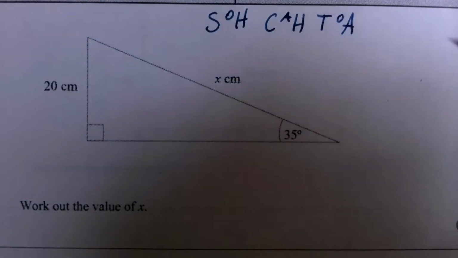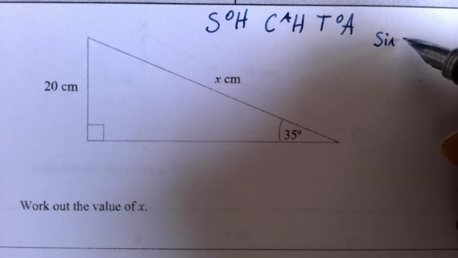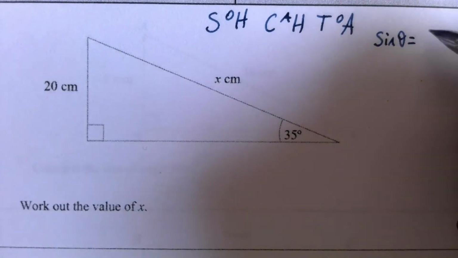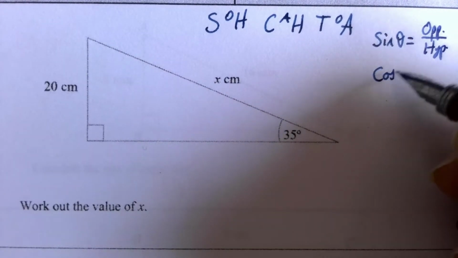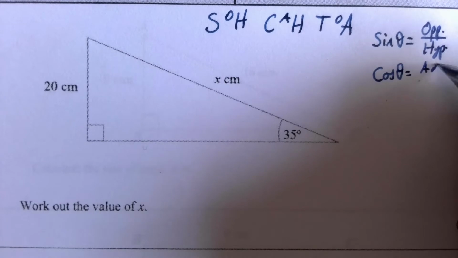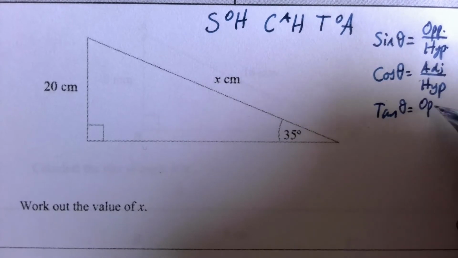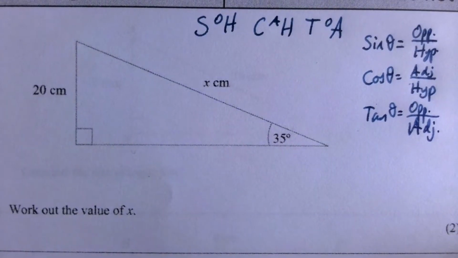Now, SoH CaH ToA, whenever you realise that you're going to need trigonometry, start by writing out SoH CaH ToA, and then you need to know that SoH means sin of the angle, which we use that symbol for, is the opposite over the hypotenuse. Cos of the angle is the adjacent over the hypotenuse, and tan of the angle is the opposite over the adjacent. So there are 3 different combinations you can have.